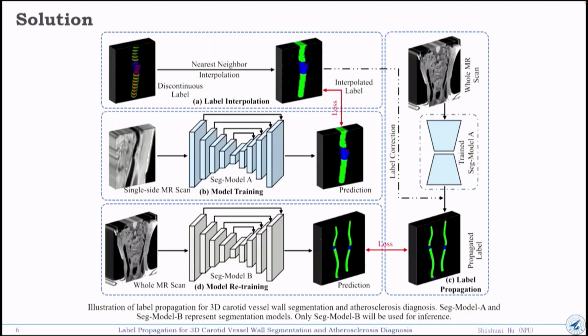With the trained model A, we can generate pseudo labels for the whole MR scans. However, the generated pseudo labels might not be accurate enough. Therefore, we use the interpolated labels to correct the pseudo labels. Using the propagated labels, we retrain a 3D nnUNet model, model B, with the whole MR scans. Since more data can be used for training, the robustness of model B can be further improved.